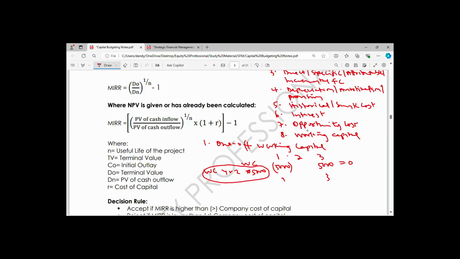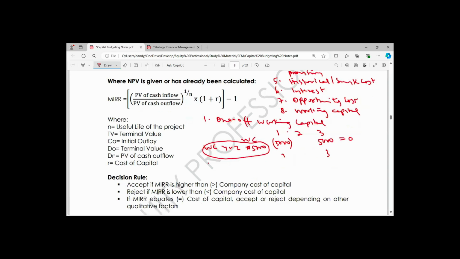That's for that. Then, number 2 is incremental working capital. How do you treat incremental working capital? The incremental working capital should be treated similar to a one-off working capital, except that only the increments are considered. I repeat, the incremental working capital should be treated the same way as the one-off working capital, except that only the increments are considered.